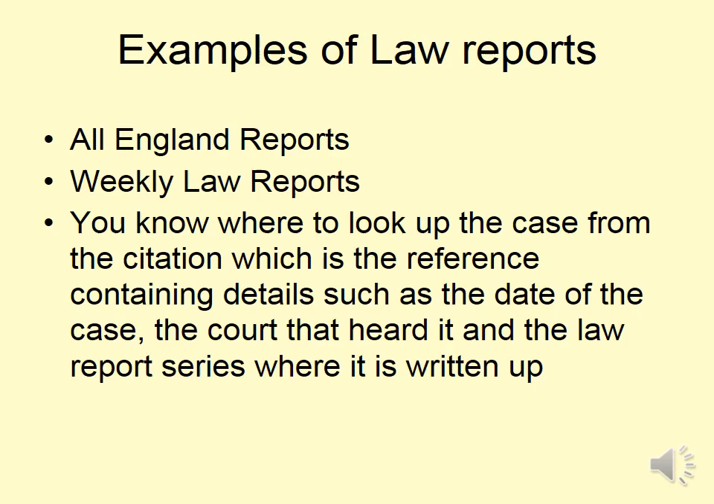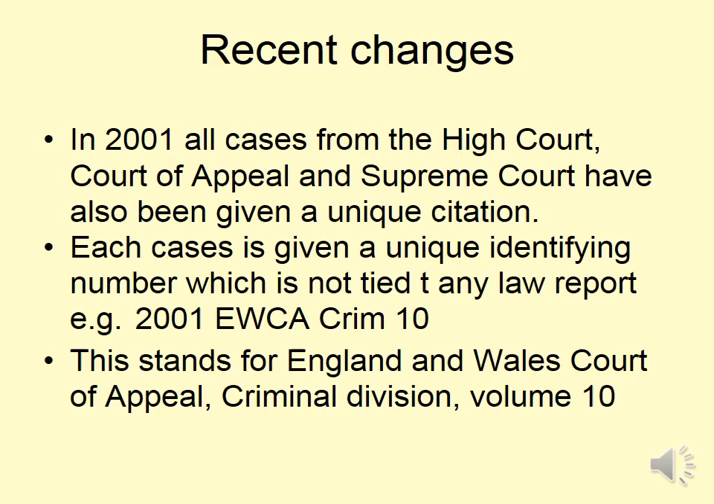So there are fairly recent changes. In 2001, the High Court, Court of Appeal and Supreme Court have all been given a unique citation, so you can quickly find them. Remember, those courts all deal with different types of work, so criminal and civil matters, so it's not a case of just going to one particular series. Each case is given a unique identifying number, which is not tied to any particular law report. And you've got the example there of a particular citation, 2001 EWCA Crim 10. So we know that it's in the England and Wales Court of Appeal Criminal Division records.